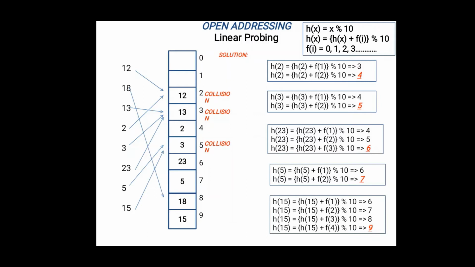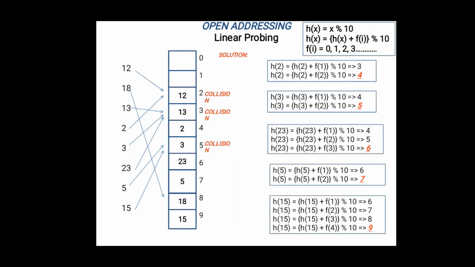So next is the key 23. 23 mod 10 is 3. Also there is a collision there, so we need to calculate that one. So h of 23 is equal to (h of 23 plus f1) mod 10, which is 4. Since index 4 is occupied, we search again. h of 23 is equal to (h of 23 plus f of 2) mod 10, which is 5. Since 5 is occupied, we need to search it again.